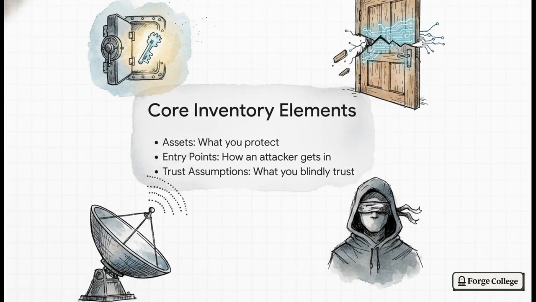For every single one of those components we just mentioned, we need a core inventory. You literally have to write down 3 things. First, your assets. What are you actually trying to protect? The private key, the user's transaction intent? Second, entry points. How are the bad guys getting in? And third, trust assumptions. What or who are you blindly trusting? Honestly, this last one is huge. In Web3, blindly trusting a third-party oracle, or heck, even the user's local browser environment, is exactly how catastrophic million-dollar breaches happen.